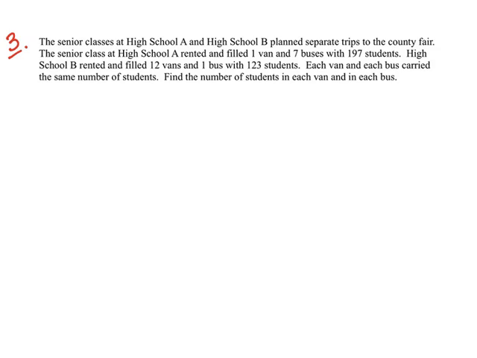All right, so now let's take a look at the third question of a similar type, systems of equations. The senior classes at high school A and high school B are being talked about here. The senior class at high school A rented and filled 1 van and 7 buses, with a total of 197 students. So we can highlight that detail. And the next is that school B has 12 vans and 1 bus with a total of 123 students. These two things are going to really help us formulate our equations.